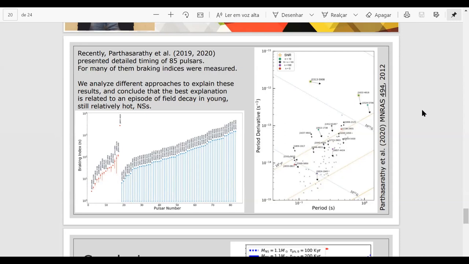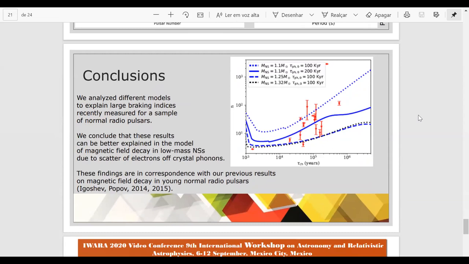So please show the next slide. What we include in the model is thermal evolution of neutron stars, magnetic field evolution and spin-down evolution. And in the plot, you see braking indices on the vertical axis and the characteristic age on the horizontal axis. Red symbols with error bars correspond to the data points from the paper you saw above, and lines correspond to models for neutron stars of different masses. Masses are indicated in the legend of the figure.